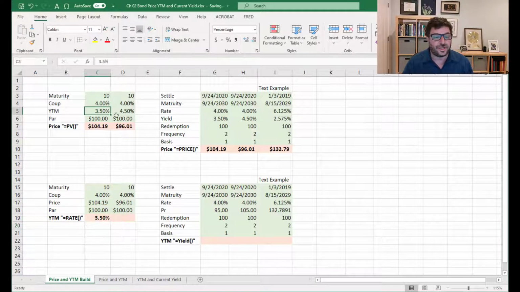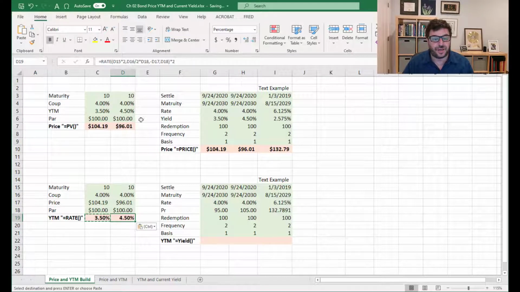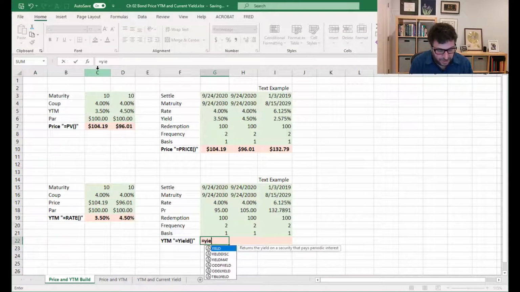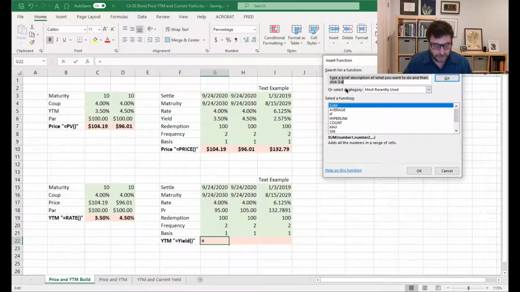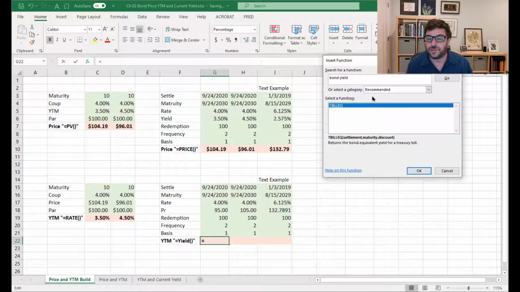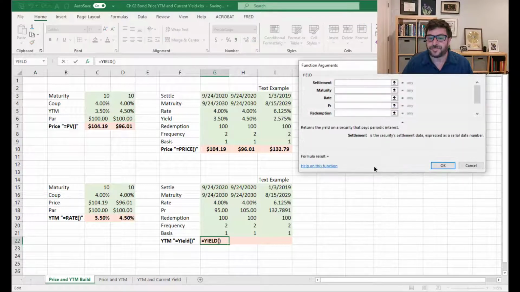And so here I had the YTM input as 3.5, and a price is 104.19. Here I have the 104.19 as an input and the 3.5, and I can do Control-C, Control-V, and get that 4.5 here. The yield function works identically to the price function. I'll click equals YIELD. Oh, how do I find this? If I'm not sure how to find this, I can click the function wizard button and I can search for bond yield, and I should get, nope, it's not going to work. I just click YIELD and I'll get yield. There it is. Click OK.